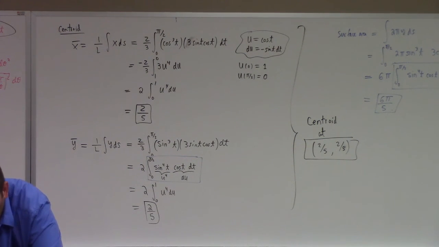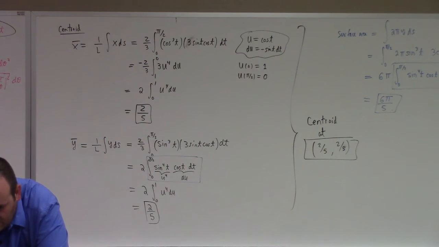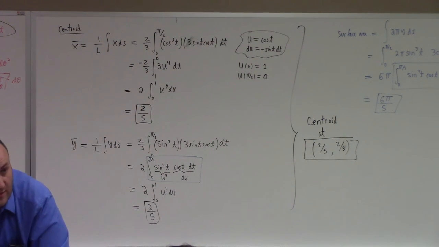So the answers, I will read them, you check them. The length was 3/2. He's calculated, okay, the 2/5, 2/5, and 6 pi over 5. Yeah. Yay, we can do math. All right.